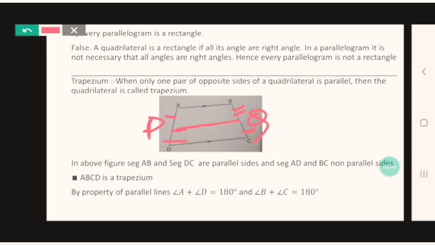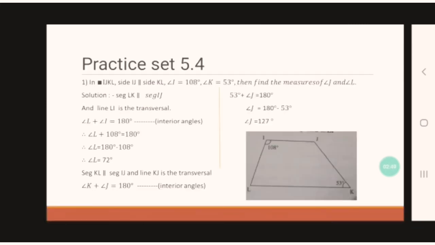Okay. So the very first problem of it is quadrilateral IJKL. IJ is parallel to KL. Okay. Angle I is given to us as 108 and angle K is given to us as 53. We are supposed to find the measure of angle J and angle L.